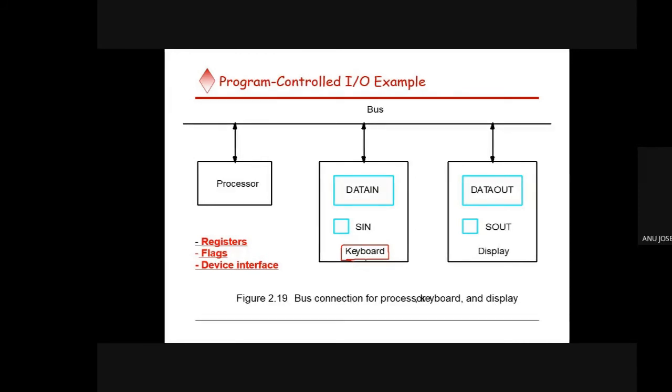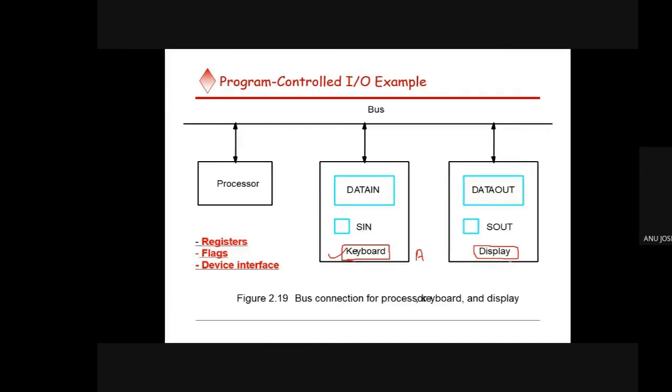So this is the input device we are having, the keyboard, and the display device. I want to type the character A from the keyboard and display that character on the display device. Please listen, this is only 5 minutes, and that is enough for this.